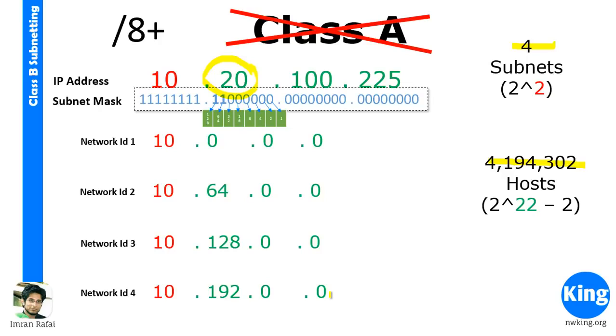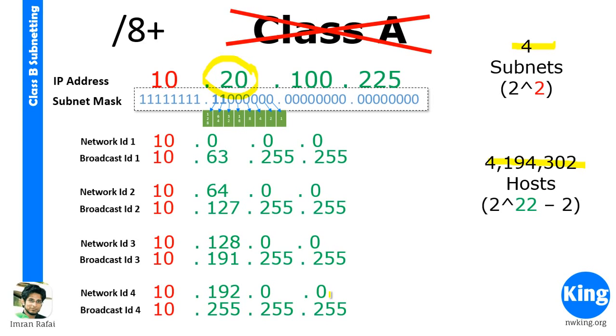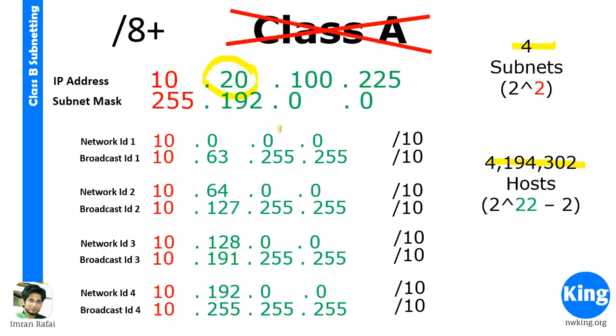How do we get the broadcast ID? We did this so many times. By now you guys should be doing it without even thinking about it. So it is 10.63.255.255. Broadcast ID 2 is 10.127.255.255. Broadcast ID 3 is 10.191.255.255. Broadcast ID 4, which is the last broadcast ID, is nothing but 10.255.255.255. Because of the changes that happened, the new subnet mask is 255.192.0.0, and because of the change, it is /10 now.